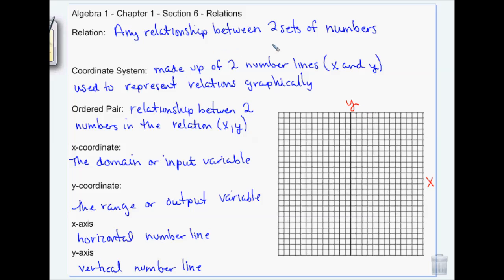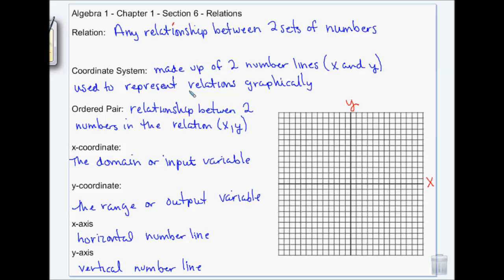A relation is any relationship between two sets of numbers. So you have any size set. It can be sets of just 5 or 6 numbers each, or it can be infinite sets, like all of the real numbers. And a relation is just any way that numbers from one set connect to the numbers from another set.